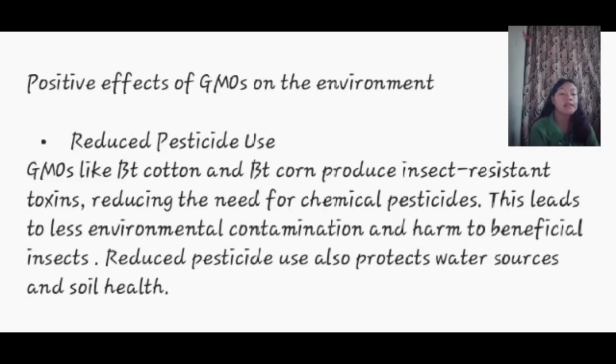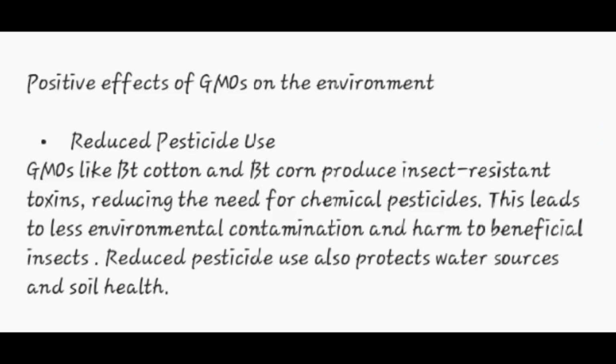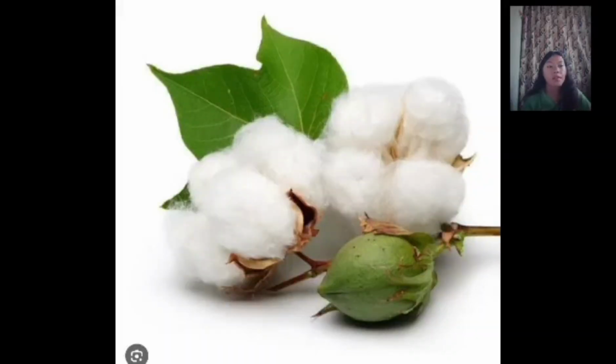Some GMO plants can protect themselves from insects. Farmers don't need to spray as many chemicals. This means less poison in the air, soil, and water. It also helps good insects like bees and butterflies stay alive. So this is the example of Bt cotton and Bt corn.